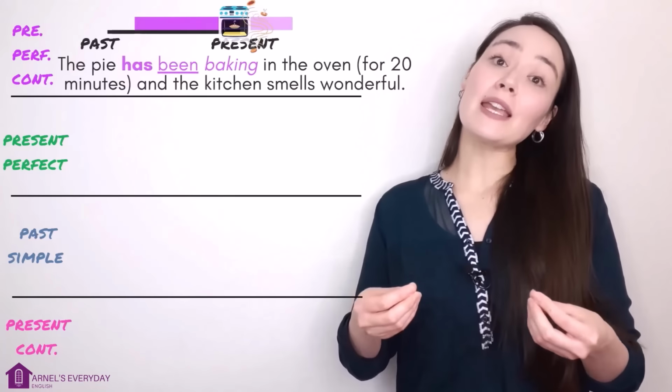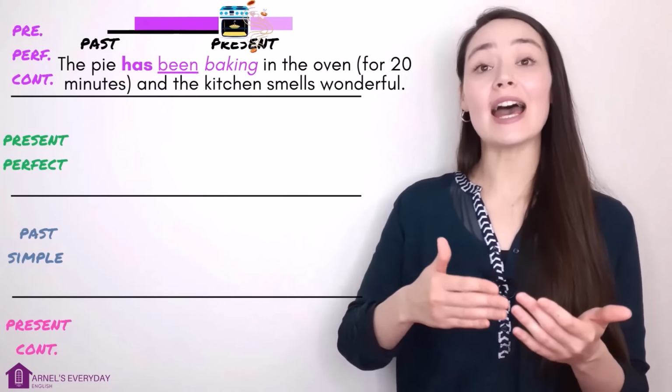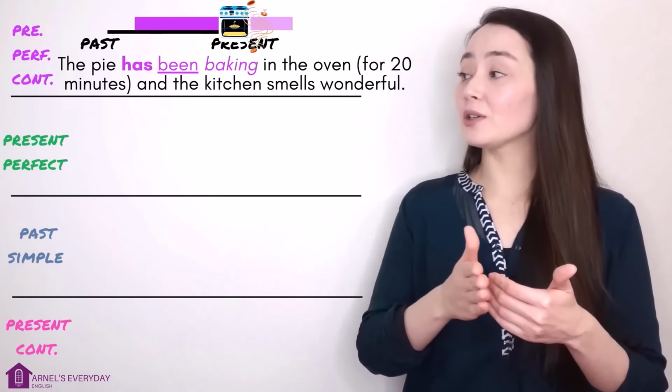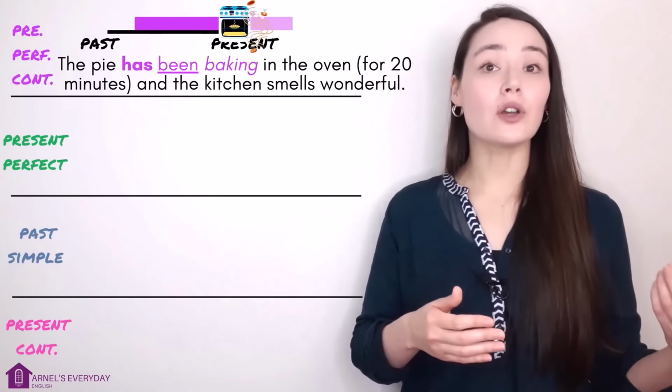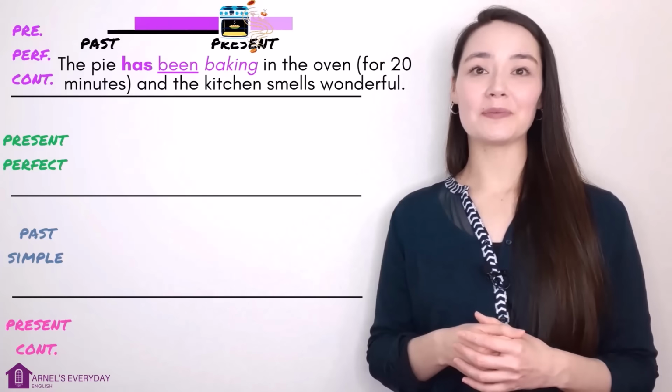The present perfect continuous. The pie has been baking in the oven for 20 minutes and the kitchen smells wonderful. An action started in the past and continues up to the present and is ongoing. What's my evidence? The kitchen smells wonderful.